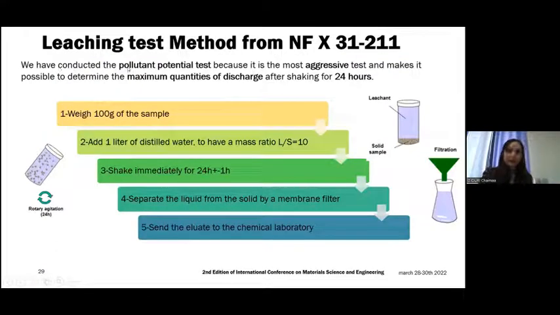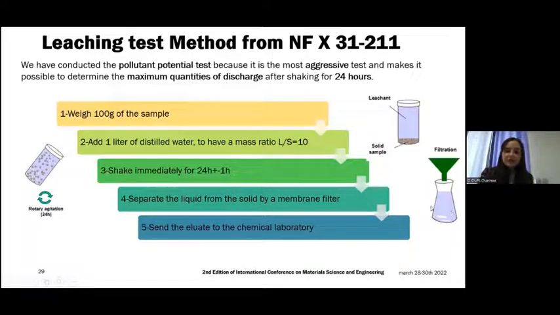We have conducted the pollutant potential test because it is the most aggressive test and makes it possible to determine the maximum quantities of discharge after shaking for 24 hours. First, we weigh 100 grams of the sample. Then we add 1 liter of distilled water to have a mass ratio of 10. We shake immediately for 24 hours plus or minus 1.